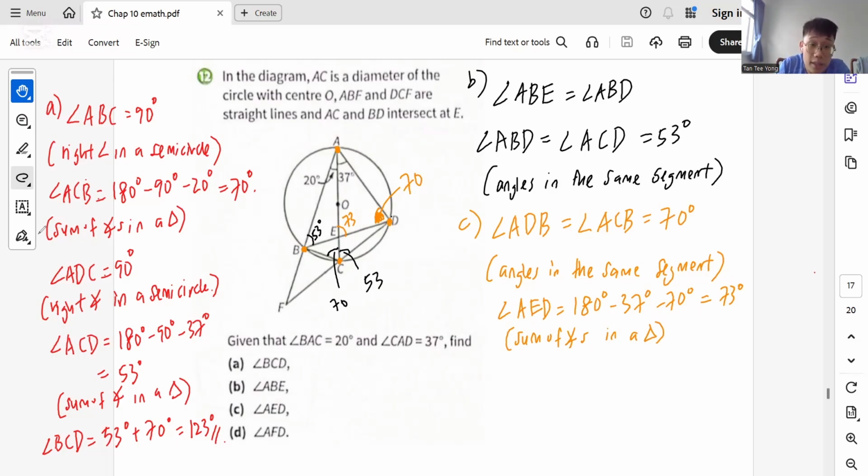Okay, so the next one, part D, last one. So angle AFD, the one outside over here. So they want this. Okay, so let's see. Hmm, okay, I think I got it. I want to find out what is BDC first. So BDC over here. So I can say that angle BAC equals to angle BDC equals to 20 degrees. Why? Angles in the same segment.